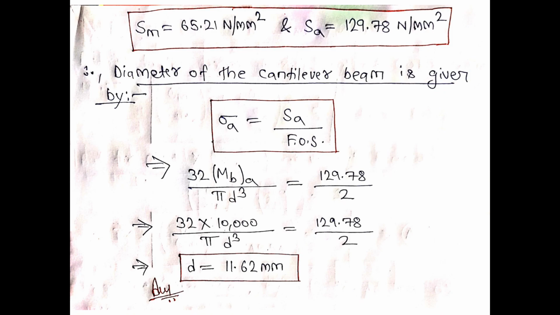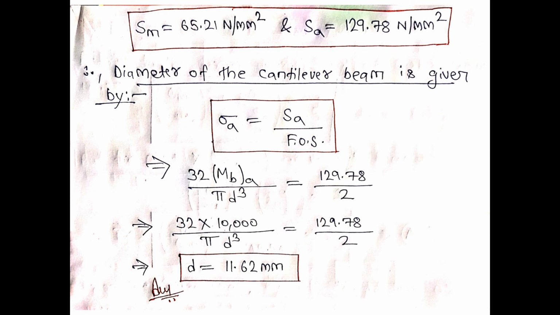So since Sm and Sa we have calculated, the last part is what? We need to find the diameter of the cantilever beam. I know that since the given problem is failing at the notch cross section due to fatigue, for fatigue, Sa is responsible, that is, alternating stress is responsible. So the factor of safety is failure stress by alternating stress. Failure stress is your Sa divided by the alternating stress, which is sigma a. So sigma a is equal to Sa by factor of safety. Sa we have calculated, 129.78, divided by the factor of safety given in the problem, which is 2.